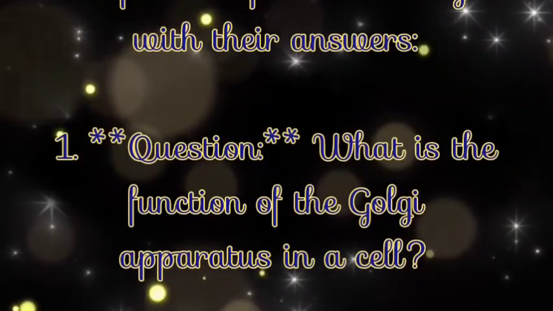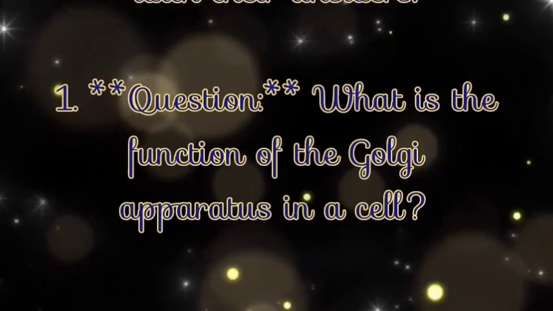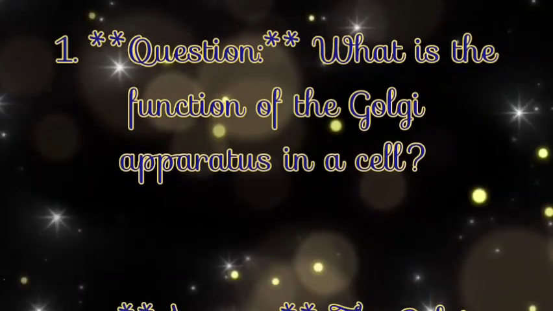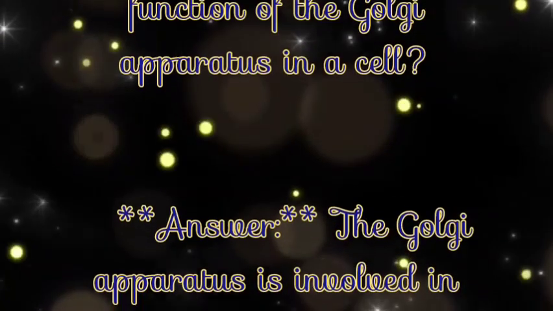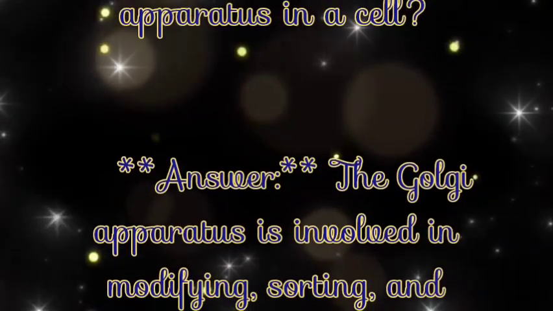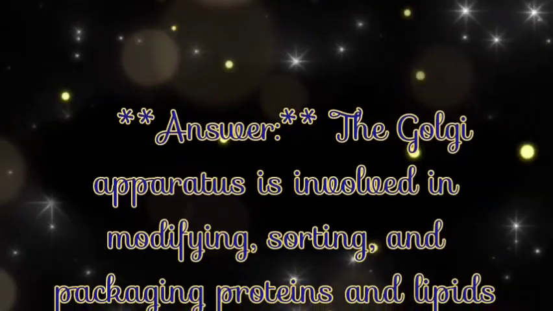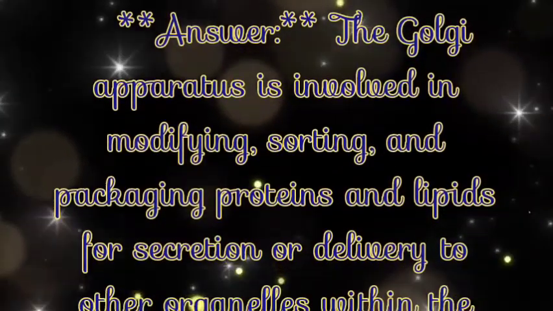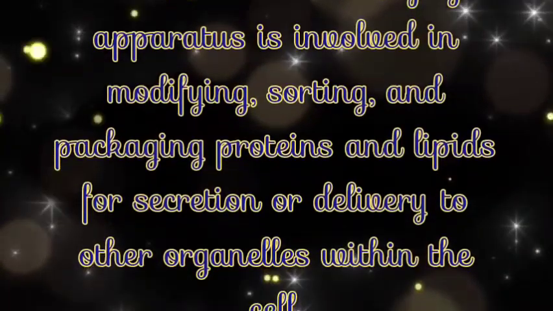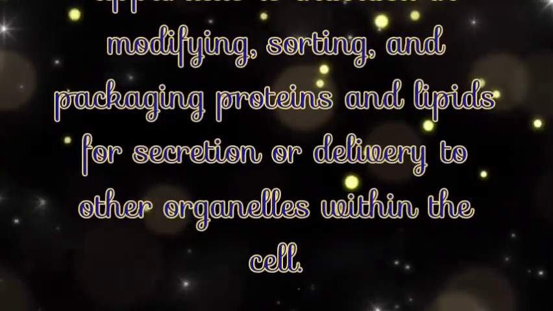Question number 1. What is the function of Golgi apparatus in a cell? Answer: The Golgi apparatus is involved in modifying, sorting, and packaging proteins and lipids for secretion or delivery to other organelles within the cell.